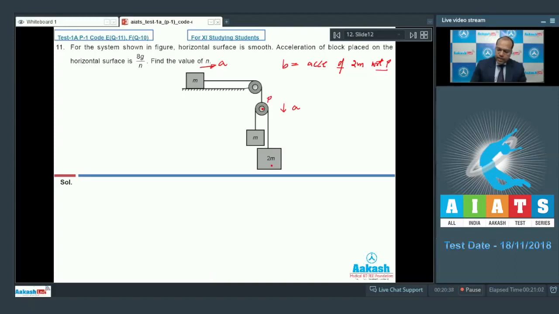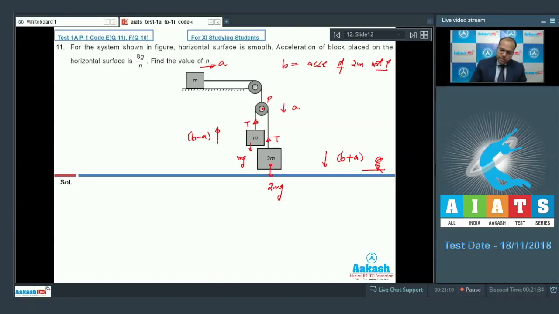So if I write the free body diagram, then 2mg is acting in this direction, let tension T be acting in this direction, and the acceleration of 2m with respect to the inertial frame in this direction will be B plus A. Let this be the inertial frame, and if I write the free body diagram on this, mg is acting in this direction, T is acting in this direction. Let this block be moving upward with respect to the inertial frame, then the acceleration of this would be B minus A.